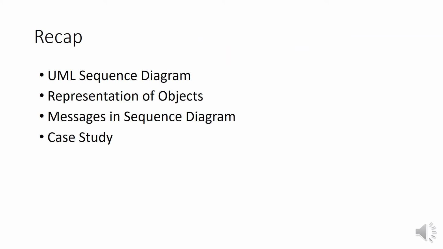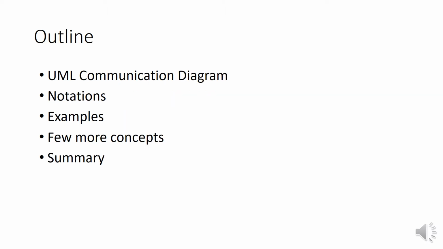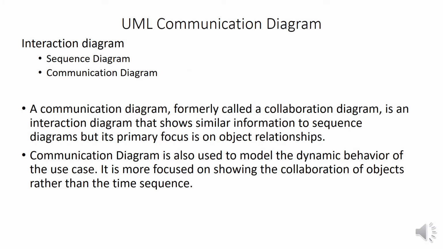So a recap of the previous lecture. In the previous lecture we have seen the UML sequence diagram, what is the use of the UML sequence diagram, how we represent objects and messages in the sequence diagram, and we have seen various examples of sequence diagram. Now in today's lecture we will see the communication diagram, its notations, its examples, and the summary of the lecture at the end.